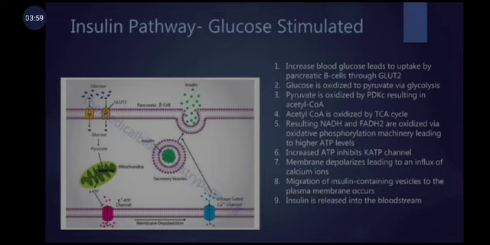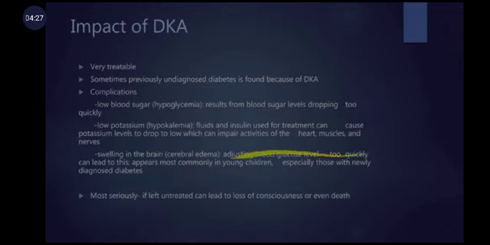This results in NADH and FADH2, which are oxidized via oxidative phosphorylation, and increased ATP inhibits the potassium ATP channel. The membrane depolarizes, leading to an influx of calcium ions and the migration of insulin-containing vesicles to the plasma membrane, and finally insulin is released into the bloodstream.